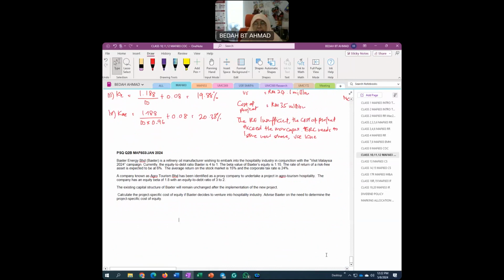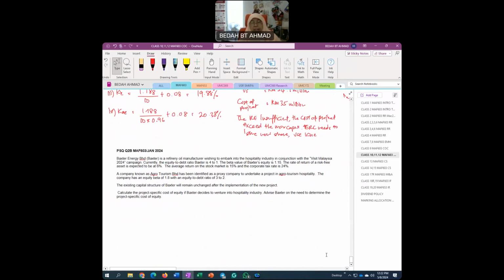Okay, Baxter Energy. Baxter Energy is a refinery oil manufacturer wishing to embark into the hospitality industry in conjunction with the Visit Malaysia campaign. Currently, equity to debt is 4:1. So equity 4, debt 1, so total value is 5. The beta value of Baxter equity is 1.15.